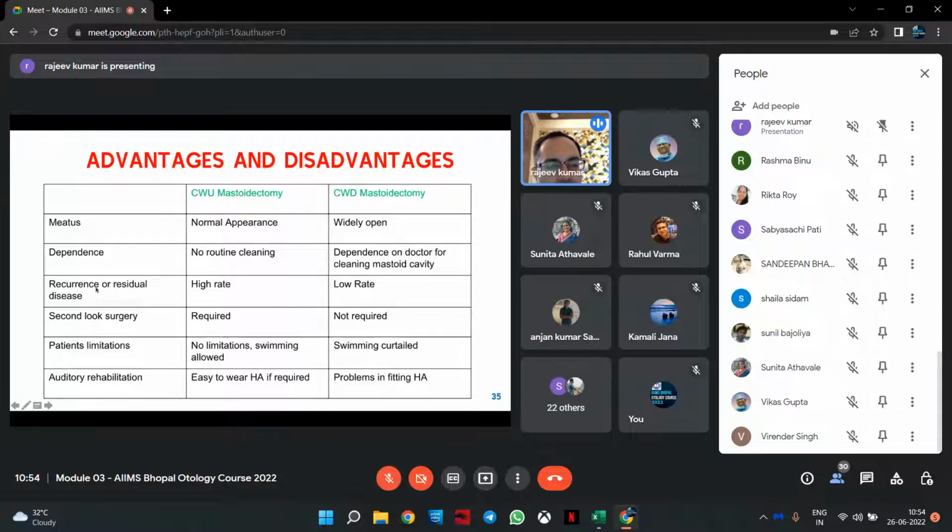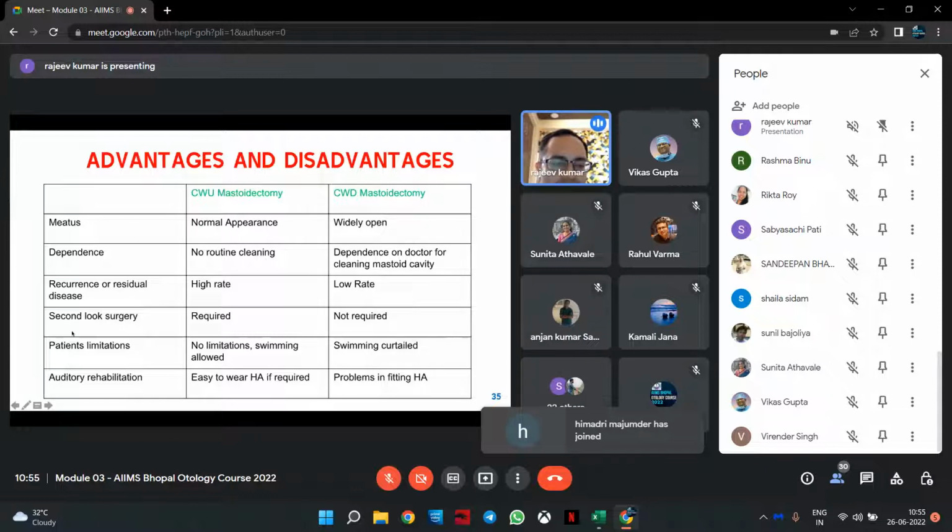Now, because we are doing a canal wall up procedure, the rate of residual disease is quite high as compared to canal wall down, which has a low rate, and you know why? Because when we do canal wall up procedures, the accessibility to the nooks and corners is a little less. And I will discuss how to reduce recurrence or residual disease.